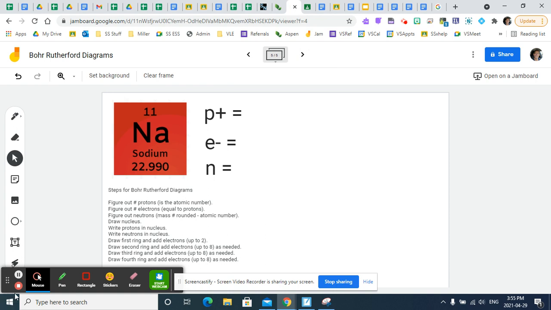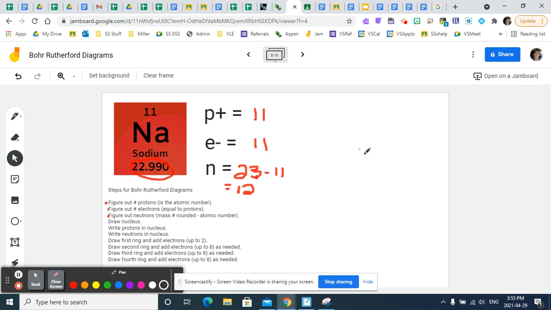Sodium. First step, I need to figure out the protons. I know protons will be 11 because that's the atomic number. I know electrons will be 11 because protons equal electrons. And then I know that I'm going to have this number here rounded to 23. And I'm going to subtract 11 to figure out my number of neutrons. According to my math, that should be 12. Easy. So far I've figured out the protons, the electrons, and the neutrons.